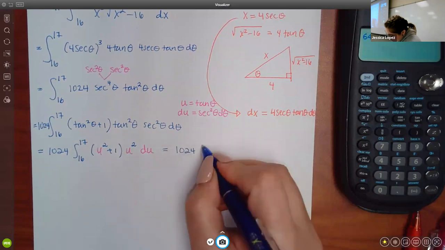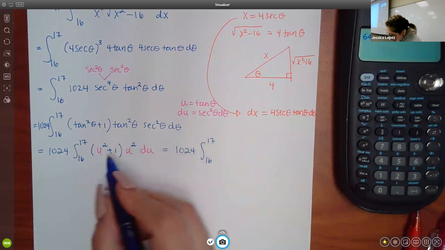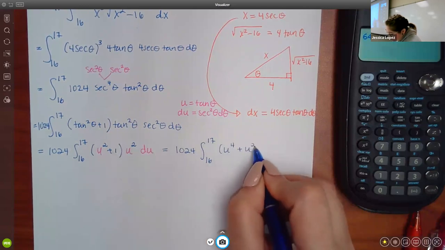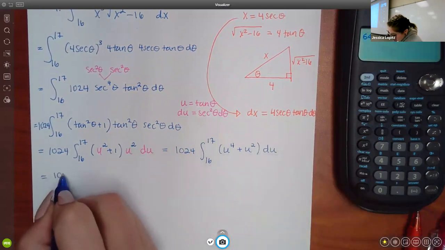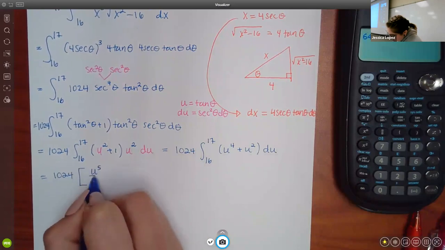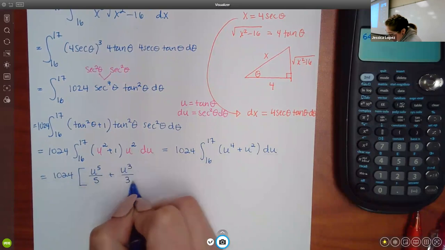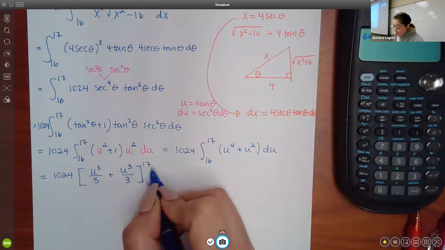From here, it's not so bad. We'll distribute our u squared. So we have u to the fourth plus u squared. And then we'll do our power rule. So we get u to the fifth over 5 plus u cubed over 3. And we can't plug in our bounds. Those bounds were for x.